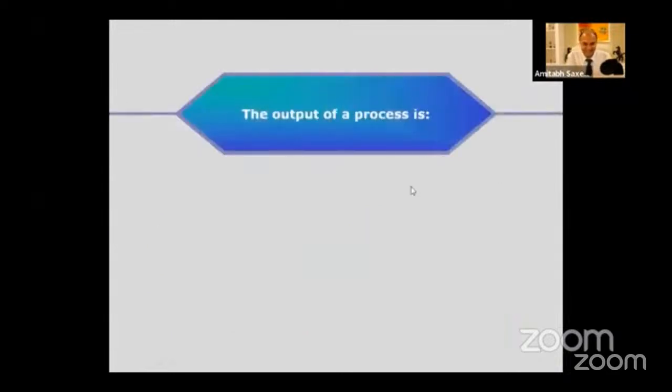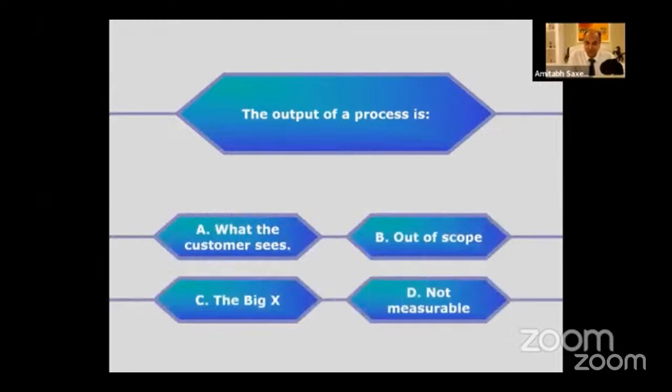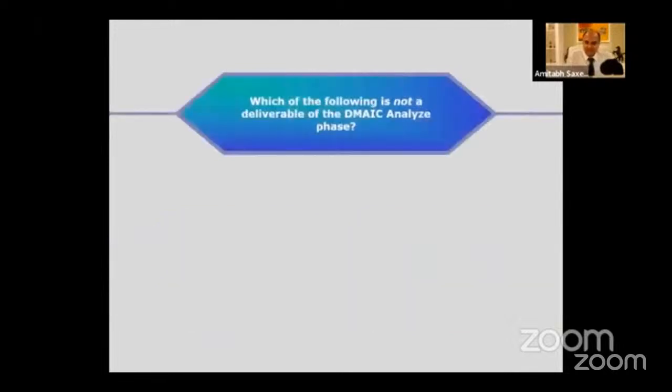Okay. Next question. Output of a process is what the customer sees, out of scope, the big X, not measurable. Output को किस अन्य नाम से जाना जाता है और क्या होता है ये output? Yeah, just to have some fun. Yeah, so most of you have given the right answer. And love it.